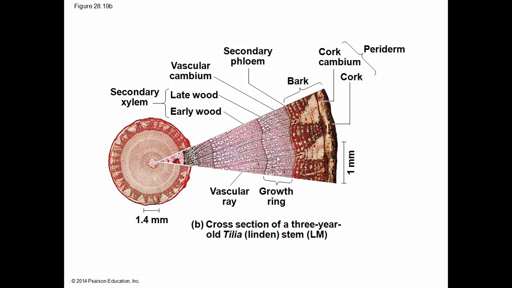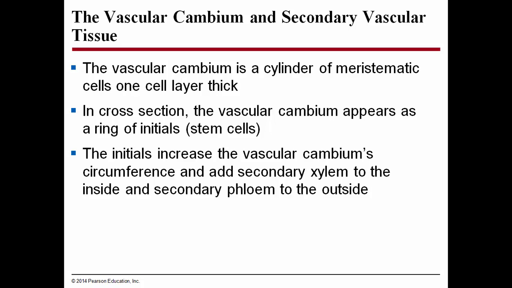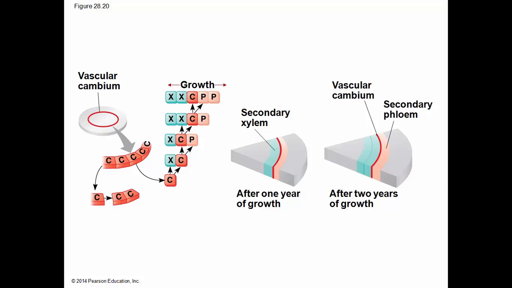Those rings are the growth rings, from the vascular cambium and secondary vascular tissue. The vascular cambium is a cylinder of meristematic cells one cell layer thick. In cross sections, the vascular cambium is a ring of initials or stem cells. The initials increase the vascular cambium's circumference and add secondary xylem to the inside and secondary phloem to the outside.